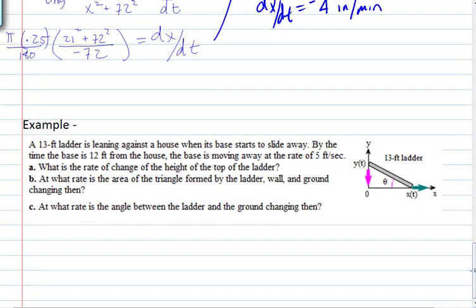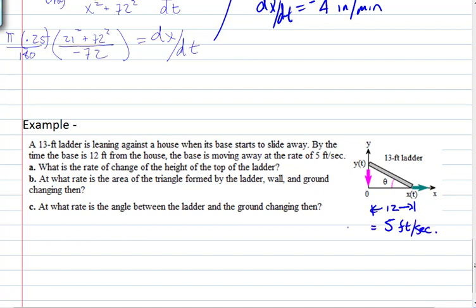All right, next example. Right triangle trig. It says a 13-foot ladder is leaning against a house when its base starts to slide away. So here's the ladder. It's 13 feet long. That distance is not going to change. The base starts to slide away. So here we go. The base is sliding away. By the time the base is 12 feet from the house, so once this is 12 feet, the base is moving away at a rate of 5 feet per second.